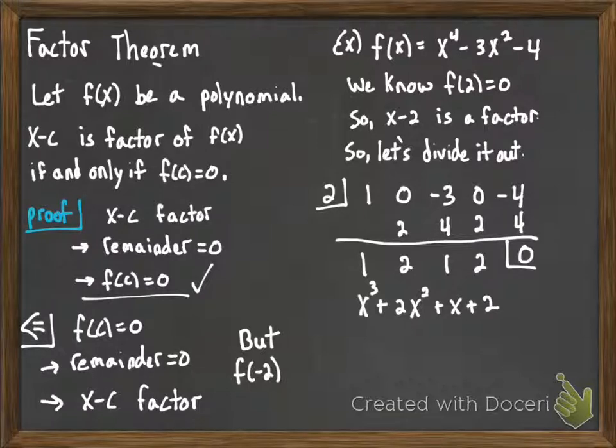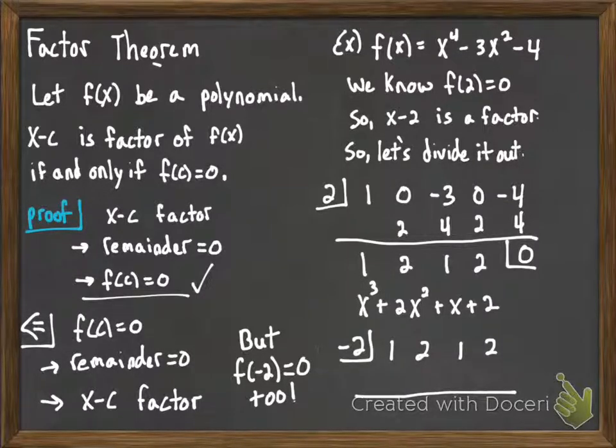We actually found this out earlier in a separate video, that f of negative 2 is also 0. So I can take my negative 2 and divide that into the remaining polynomial, writing down its coefficients. And so we again go through the process of synthetic division. Bring down the 1. Negative 2 and 1 is negative 2 would be a 0. Negative 2 and 0 is 0. 1 and 0 is 1. Negative 2 and 1 is negative 2. Negative 2 and 2 is 0.